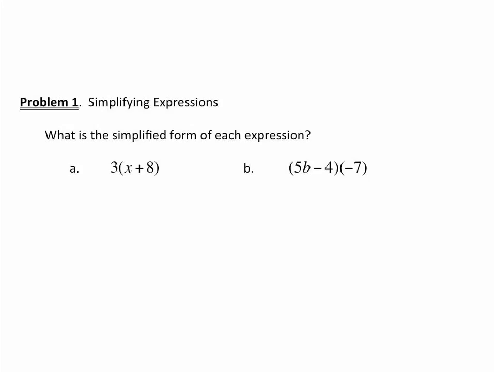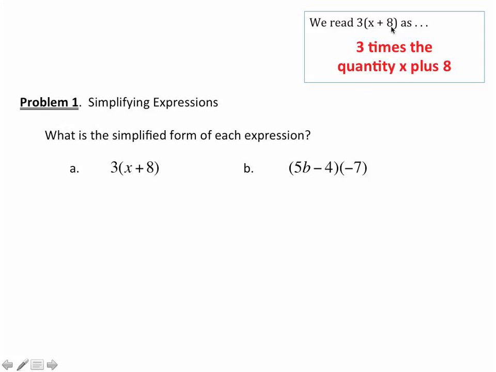Problem number 1, simplifying expressions. What is the simplified form of each expression? One thing we want to remember is that when we read one of these expressions, we would read it as 3 times the quantity x plus 8. Whenever we see a parenthesis there, we call that the quantity, and what's in there is x plus 8. Notice the 3 is stuck right to the parenthesis, so that indicates a multiplication. So 3 times the quantity x plus 8 is really 3 times x plus 3 times 8.